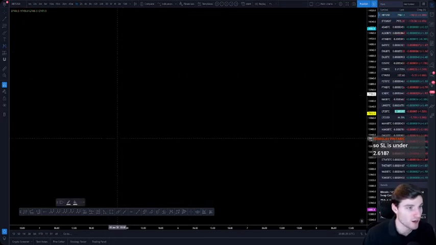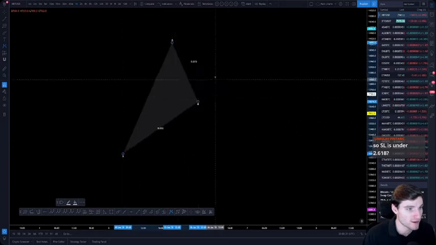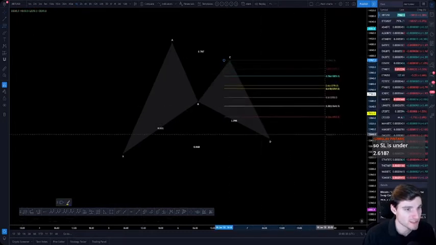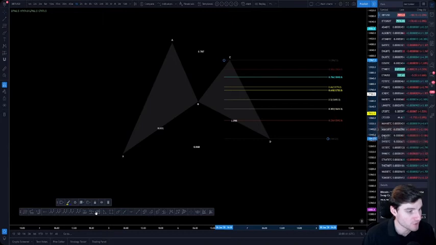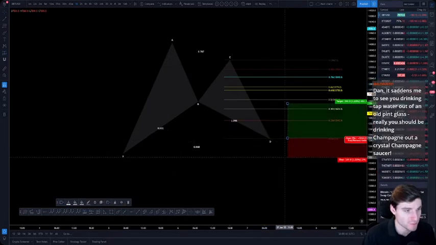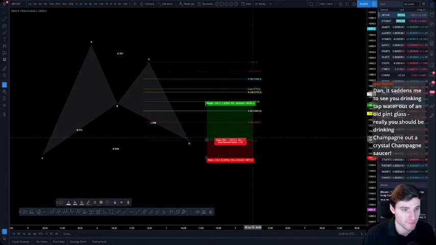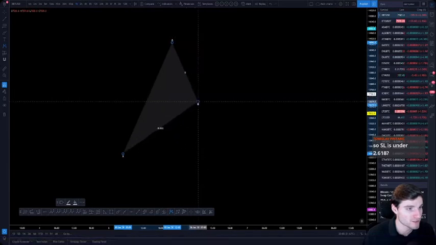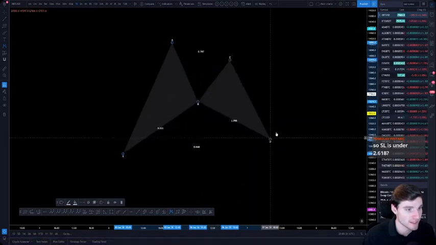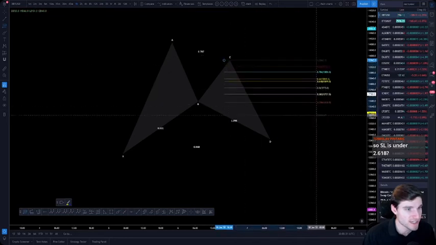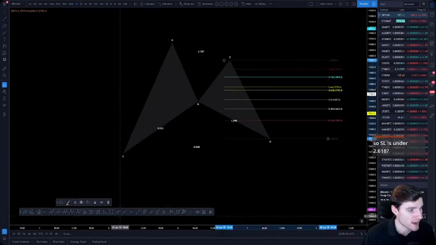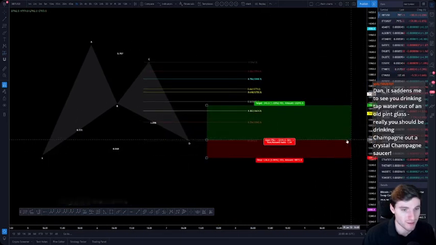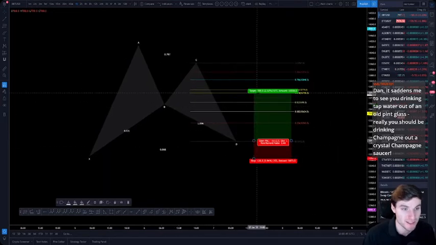So let's say we got our impulse down, up, and down to the 886. What we would then do is go from C to D, and we'd be looking for our long position, stops below the low and back up, back up to the 618 take profit 1.